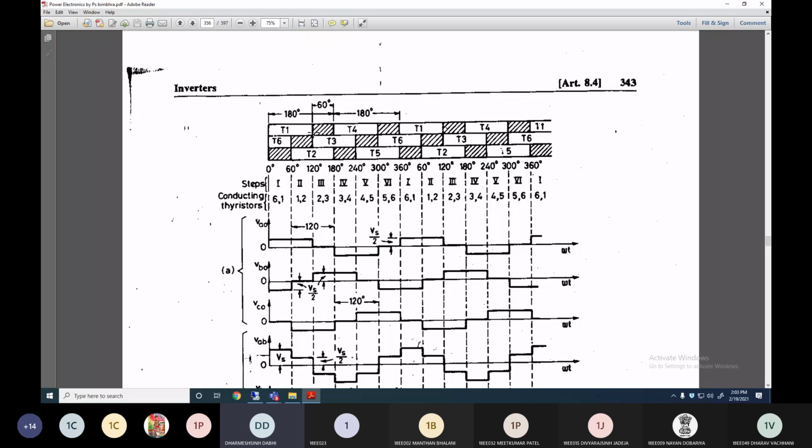So what happens in 150 is that each switch conducts for a 150 degree duration. In that case you get an output voltage more than 120, as well as a 30 degree interval for the commutation of the thyristor. So whatever the problems of 180 and 120, you can nullify by using the 150 degree mode of inverter. Clear?